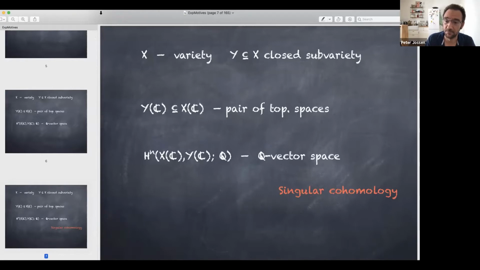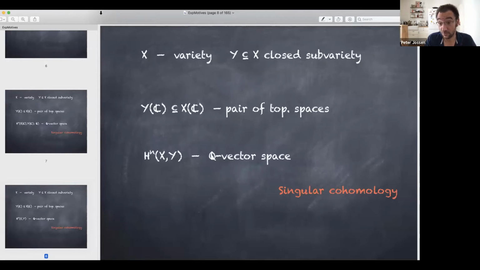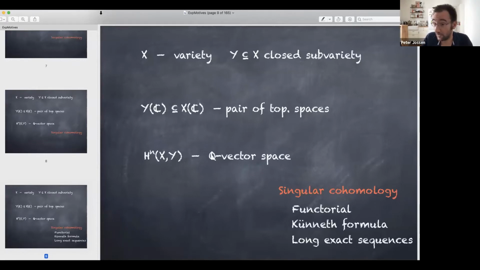So this is singular cohomology, and just to ease the notation I will not always write complex points. So H^n(X,Y) is the singular cohomology of the pair of spaces of complex points. And this singular cohomology is really a good cohomology theory in the sense that it's functorial in the pair. It satisfies the Künneth formula for products, and there is a bunch of long exact sequences like the Mayer-Vietoris sequence or the long exact sequence of triples when you have Z contained in Y contained in X. So it's reasonable to call this a nice cohomology theory.